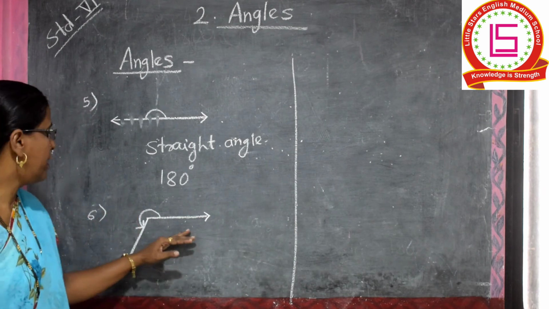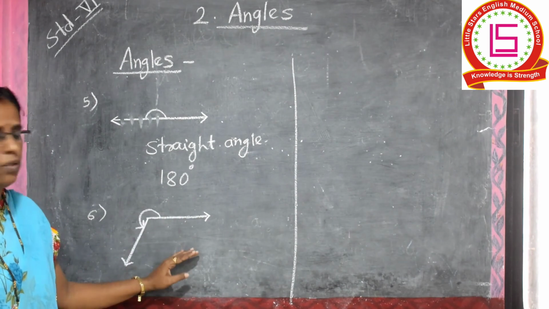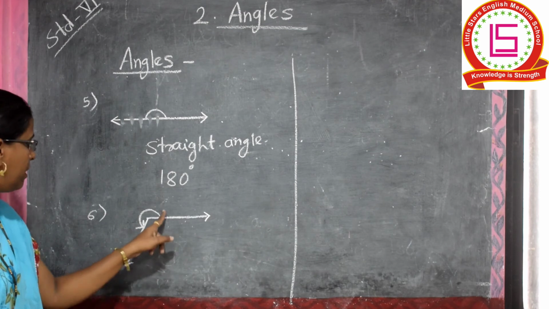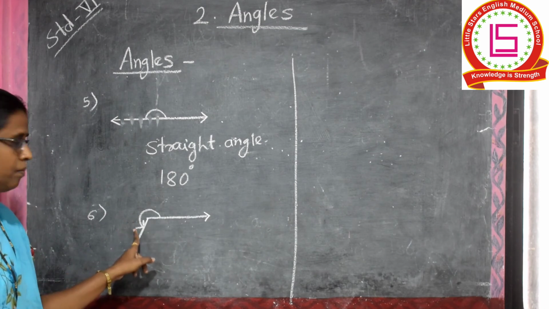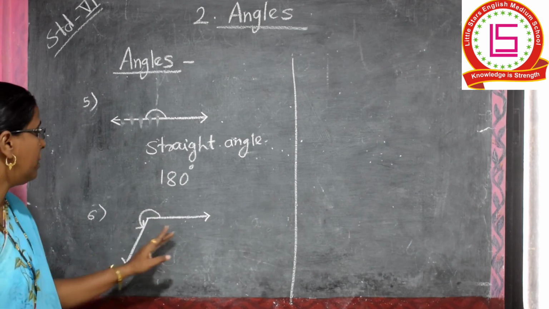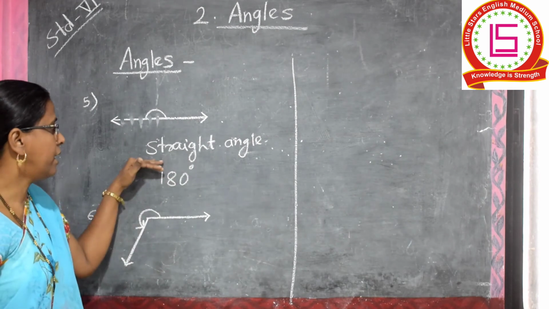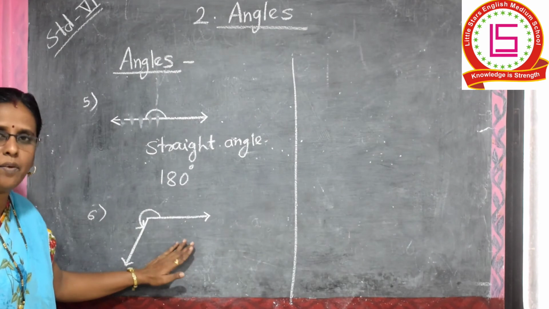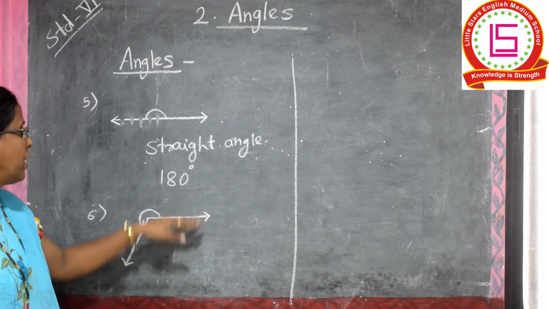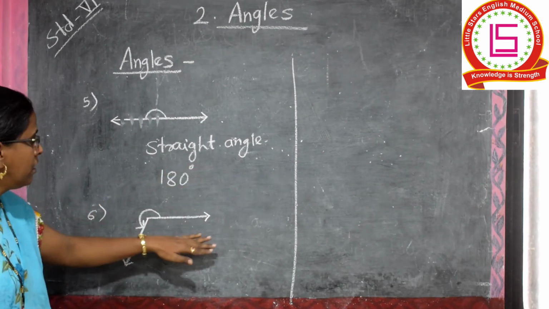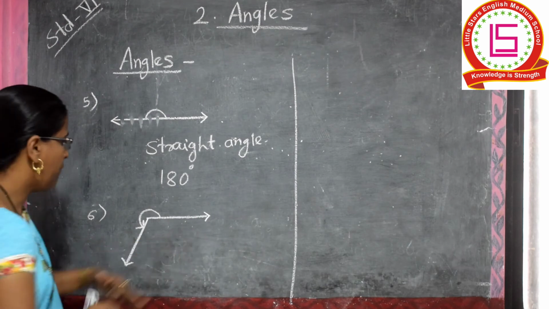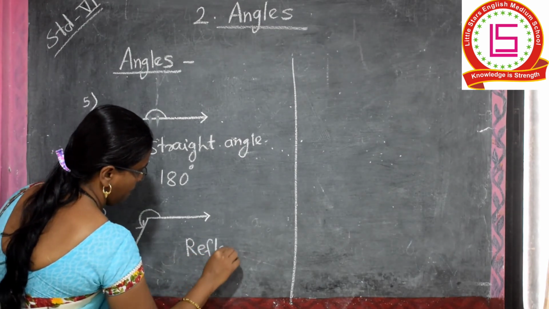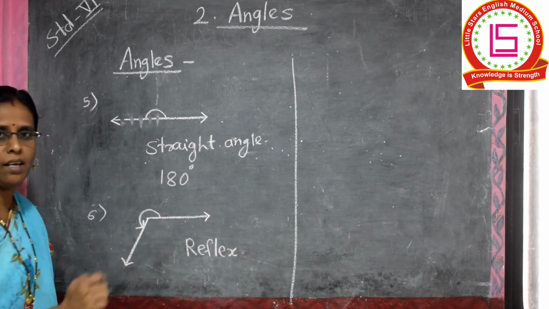Here this angle is greater than 180 degrees, okay? See, we measure this angle like this. Therefore the angle greater than 180 degrees is called a reflex angle, okay? Greater than the straight angle, the angle is called a reflex angle.